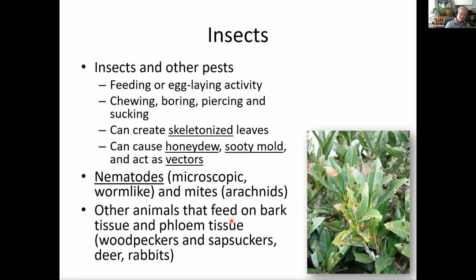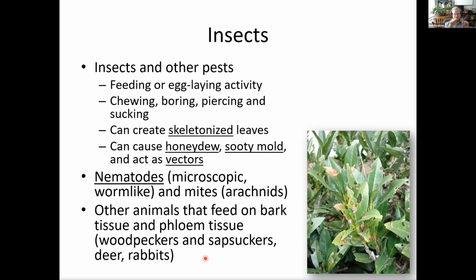There are other animals that feed on the bark. They feed on internal tissue like xylem tissue. Some of them feed on phloem tissue. Think about woodpeckers, deer, and rabbits. Sapsucker is a type of woodpecker, so they'll go up and hammer a little hole on the trunk, just deep enough to where it begins to weep, and then they come back and lap it up, and they might make another hole right next to it.